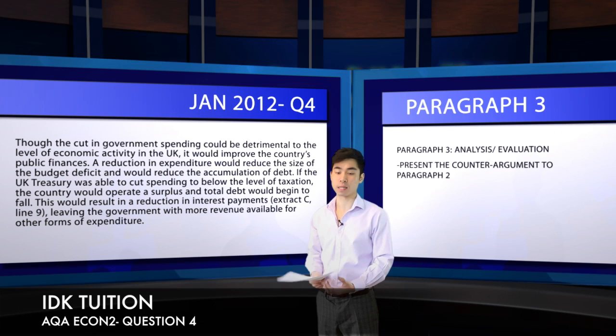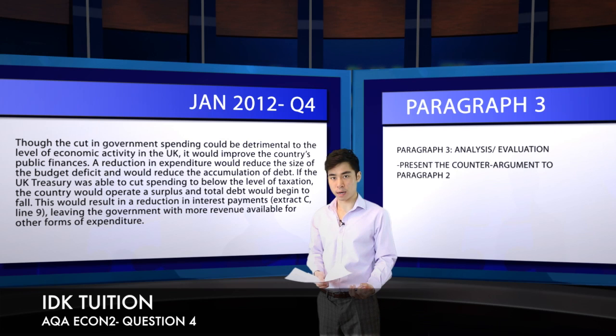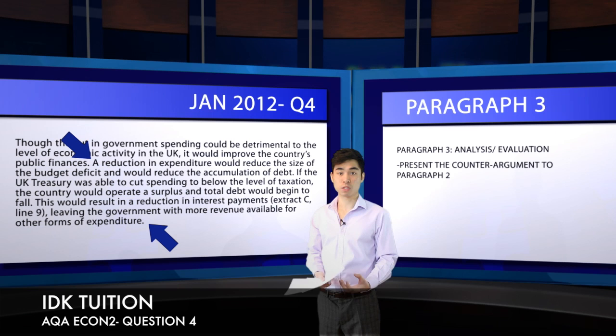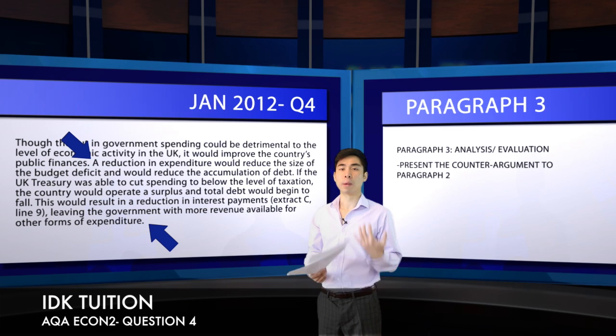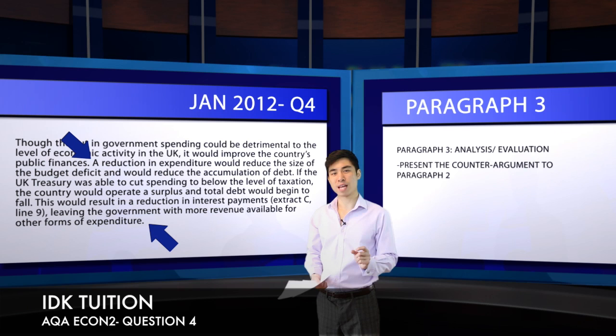So in paragraph two for this specific exam question, we've said that a cut in government spending is going to be detrimental to economic activity. So that's going to be a bad thing for the economy. Paragraph three, you're going to present the counter-argument and say that actually it could be a good thing for the UK economy. Obviously, if you're talking about a cut in government spending, you're going to link this to the fact that the government budget deficit could improve. So we're going to go from a deficit to a surplus, or in the case of the current coalition government, from a big budget deficit to a slightly less big budget deficit. That's our first point there.